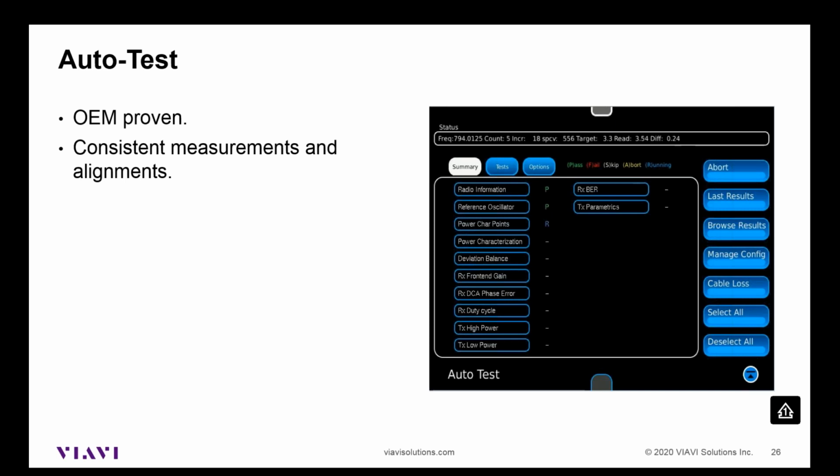Autotest is going to take that human factor out of the process. Okay, it's going to give you consistent alignments, consistent measurements every time. Everything's black and white, either passes or it doesn't. It's either in spec or it isn't, and we're going to align it the same way every time.